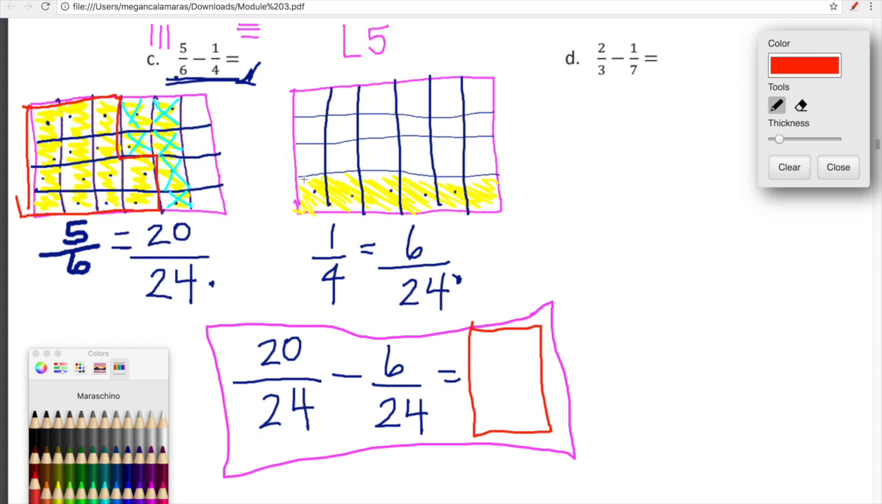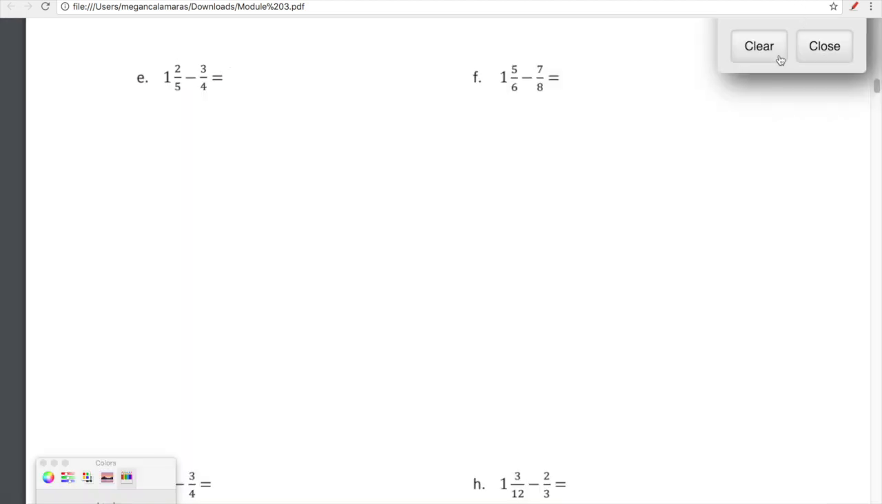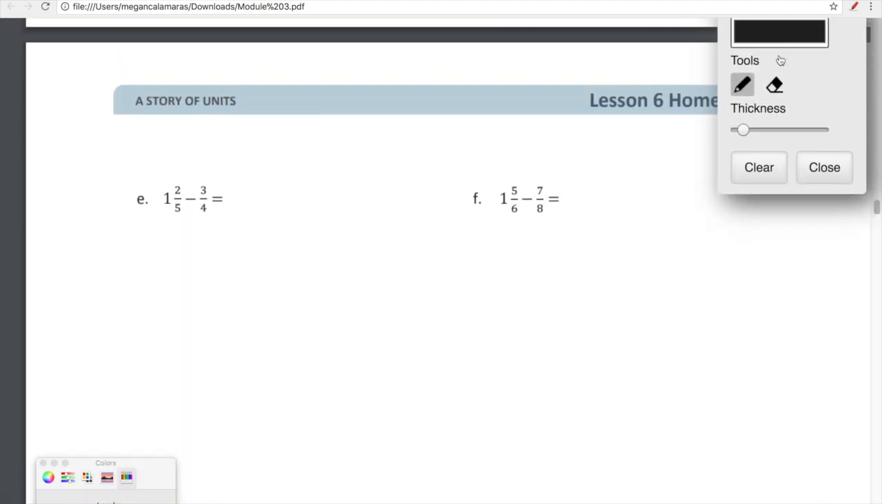So we're going to continue into lesson 6, and here goes nothing. So here we are in lesson 6. This is the final piece that you're going to need for your homework. So I want this problem to be labeled L6. In lesson 6, we're still subtracting fractions, but we're starting with a mixed number or an improper fraction, meaning this number is larger than 1. This is 1 whole plus some.